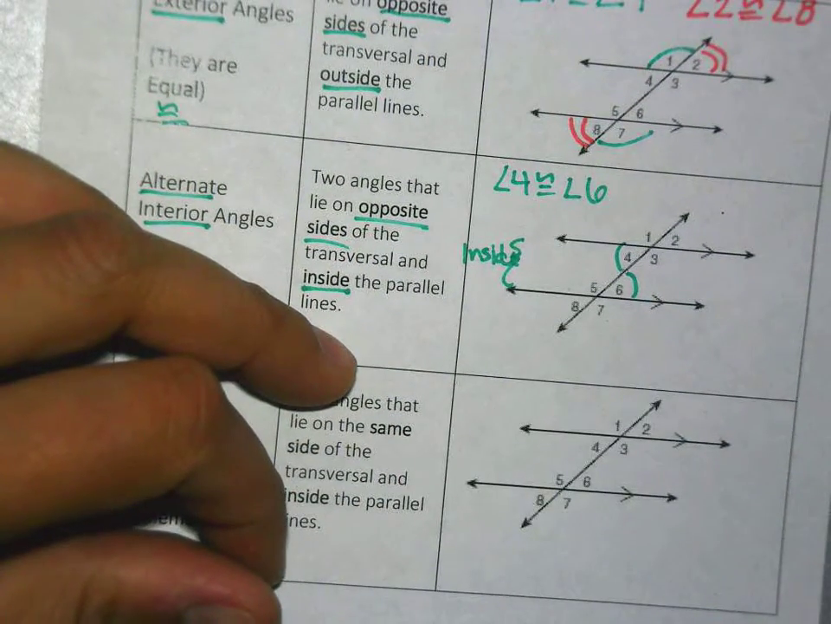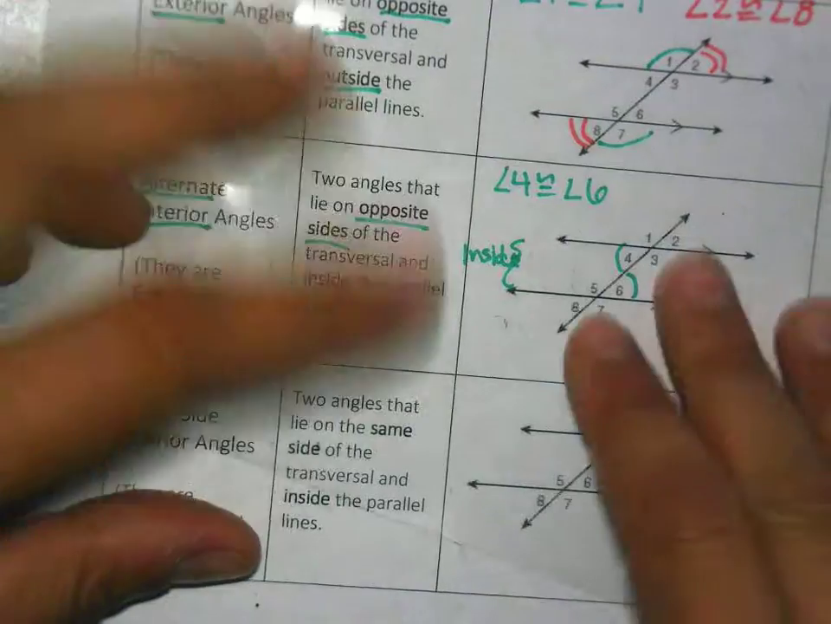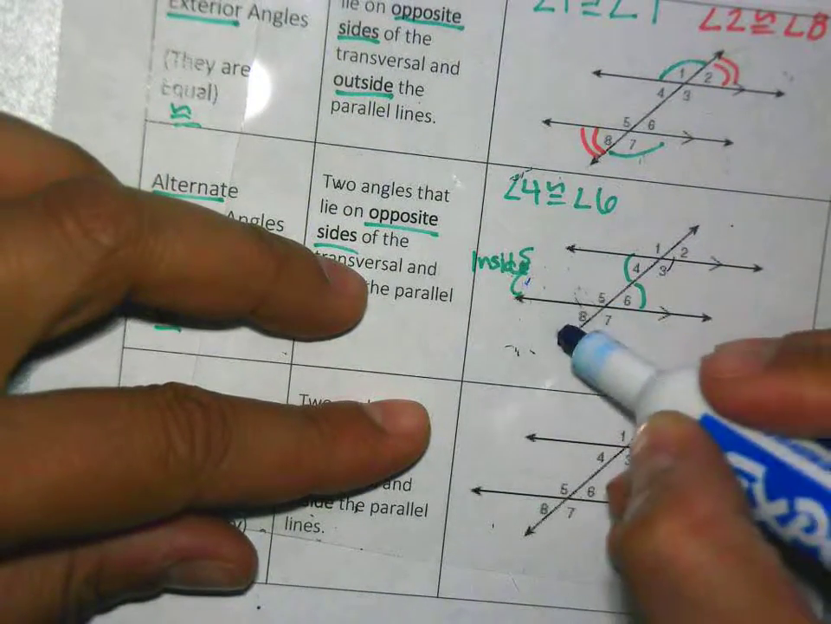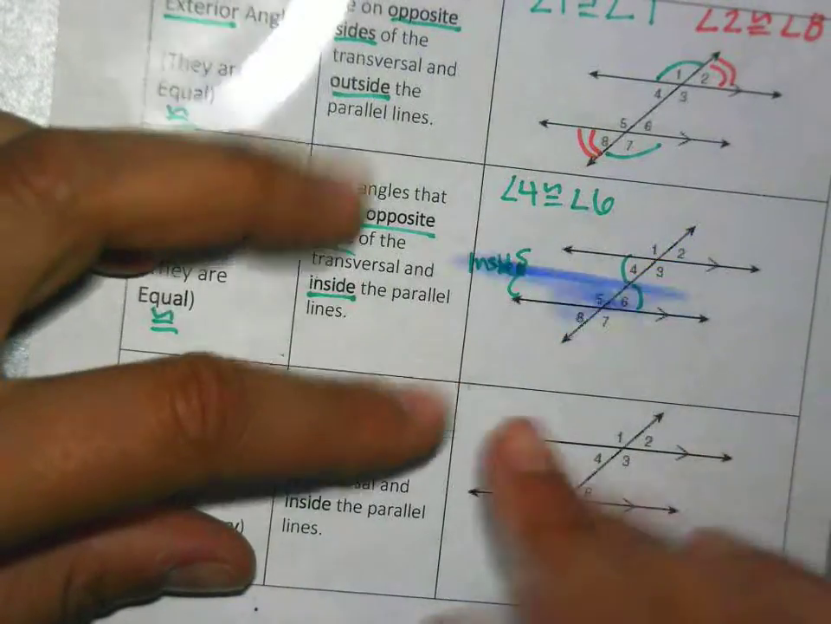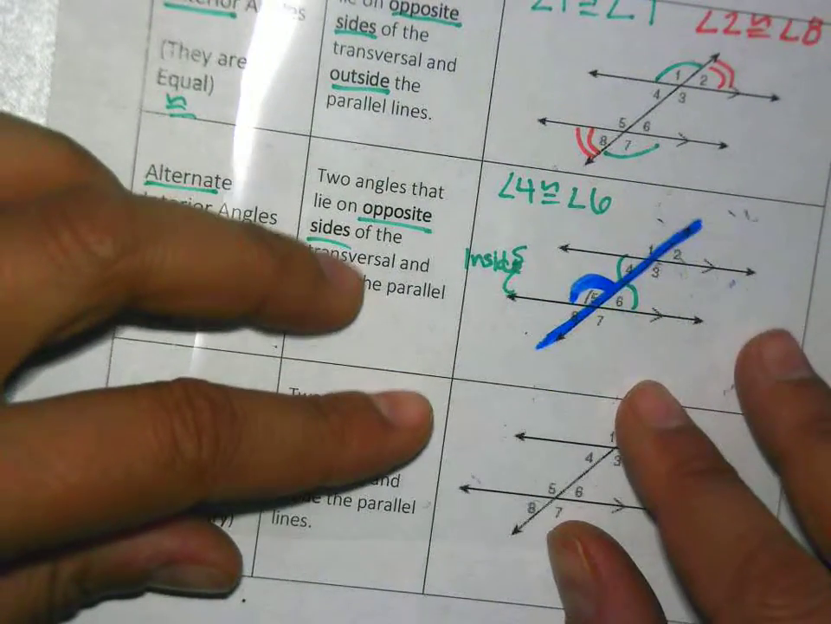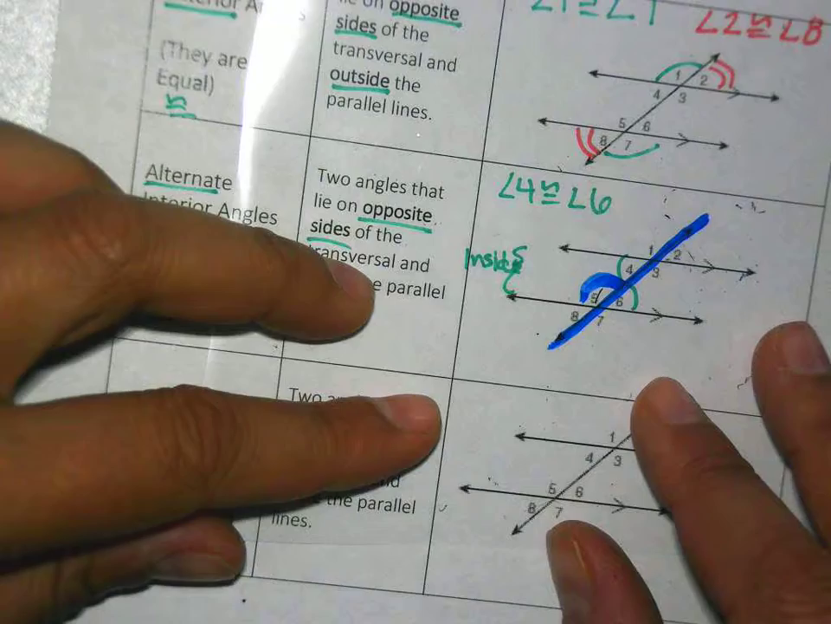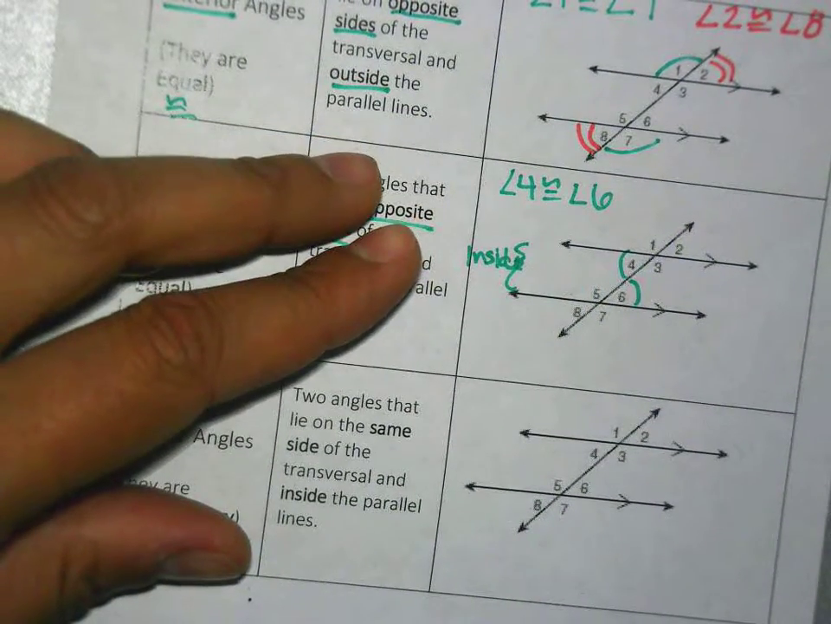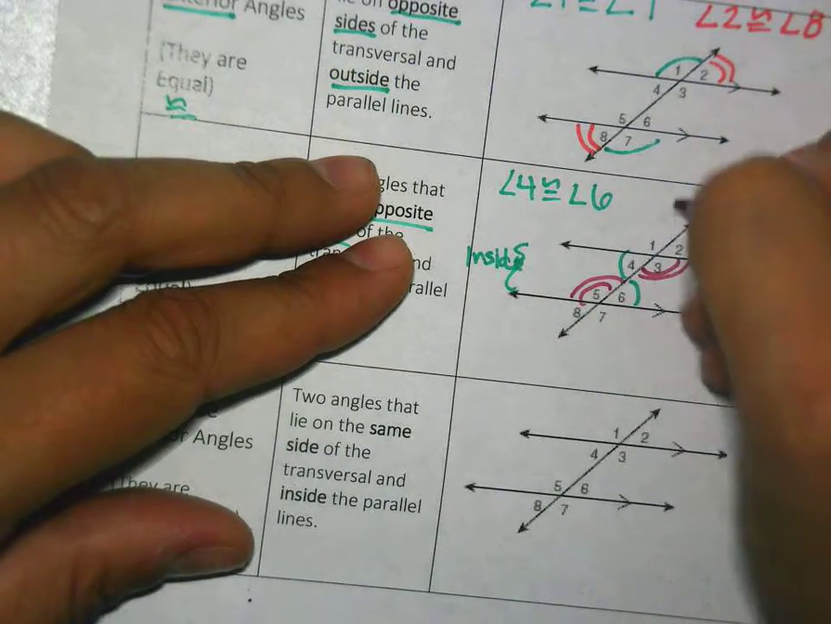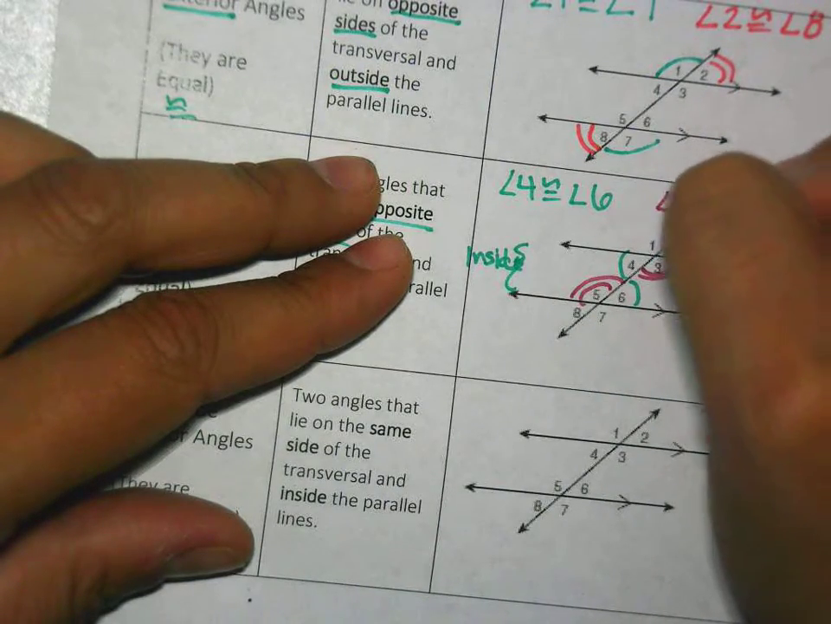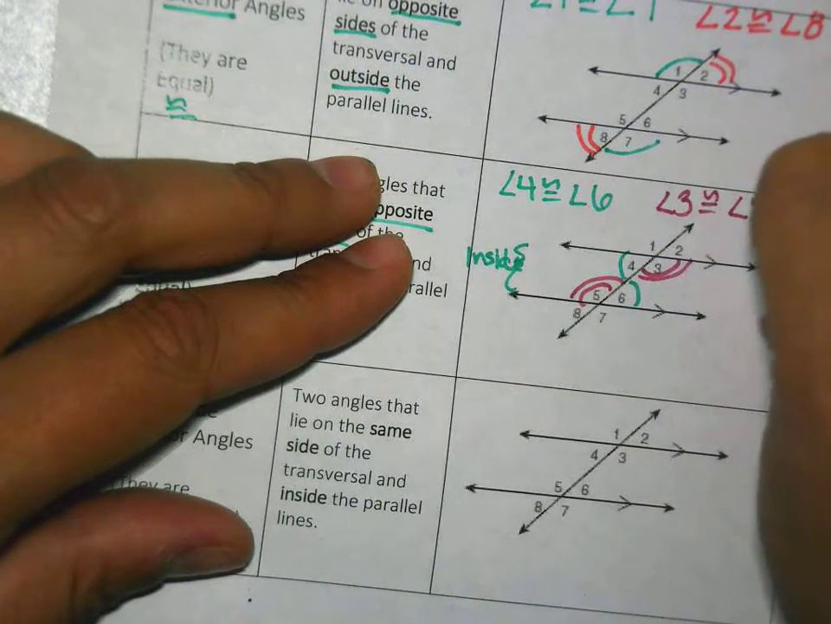The other 2 interior angles are 3 and 5. Let's see if they're congruent. Angle 3, twisted around to angle 5, and yes, they are congruent, so I'm going to put a double arc around those. And we can say that angle 3 is congruent to angle 5.